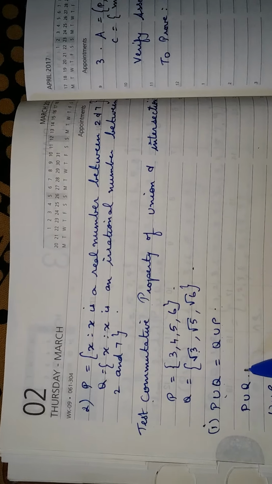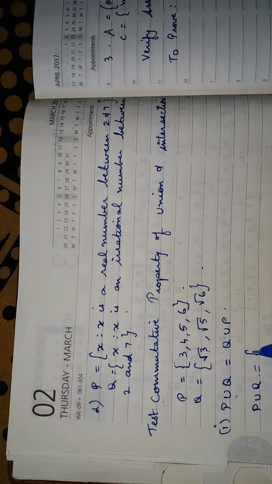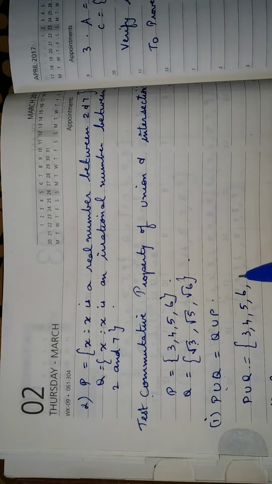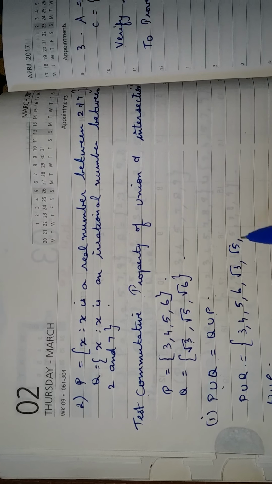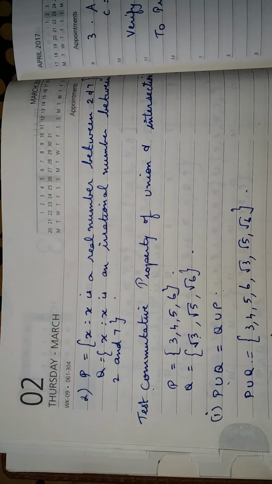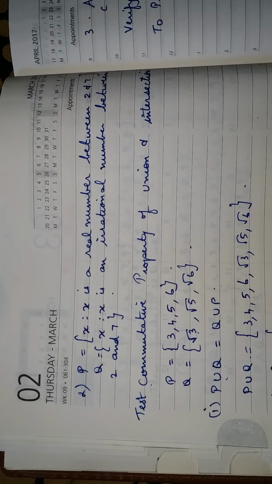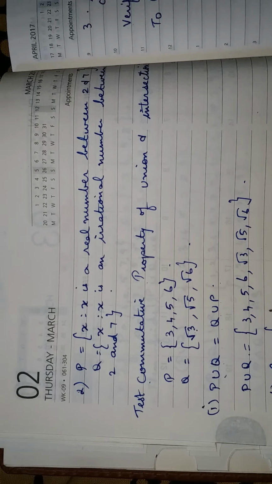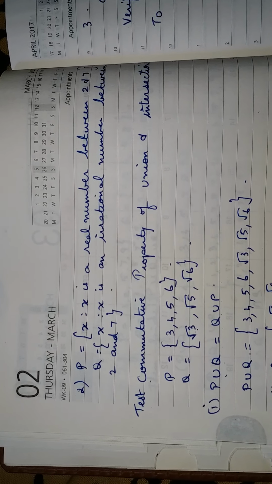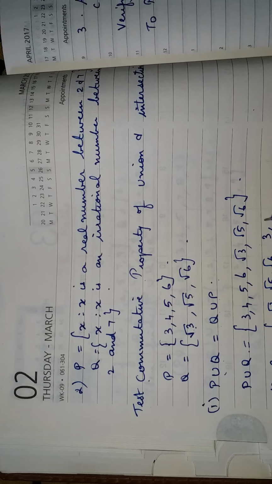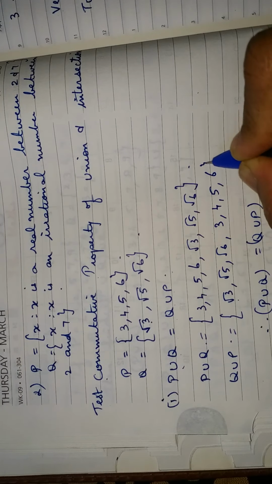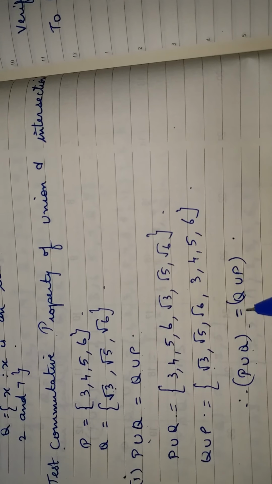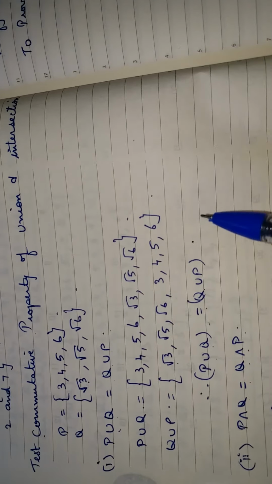So P union Q means write all the values of P and Q: 3, 4, 5, 6, root 3, root 5, root 6. Next, Q union P means again the same thing. Write the values of Q first, then you write the values of P: root 3, root 5, root 6, 3, 4, 5, 6. So you see both the values are equal. Therefore, P union Q is equal to Q union P. It is confirmed. Next, we come to the second subdivision.